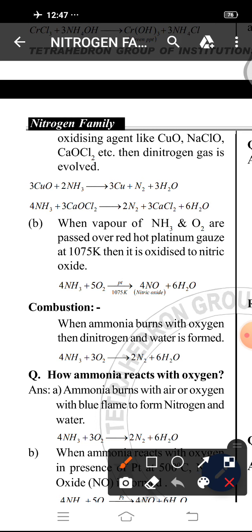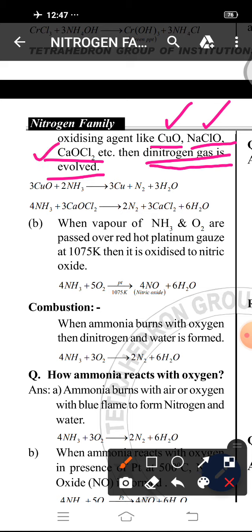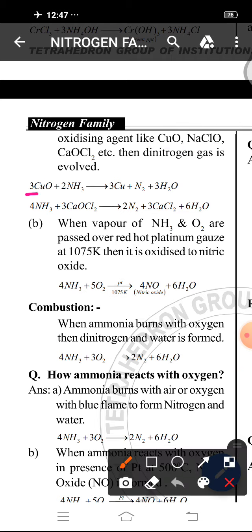by some oxidizing agent like CuO, NaClO or CaOCl2, then dinitrogen gas is evolved. When ammonia is oxidized by an oxidizing agent like cupric oxide, sodium hypochlorite or bleaching powder, then dinitrogen gas is evolved. See the equation. When cupric oxide reacts with ammonia, it forms copper, nitrogen and water.